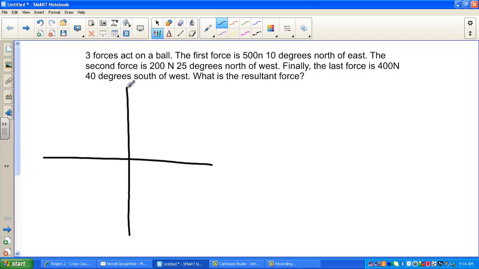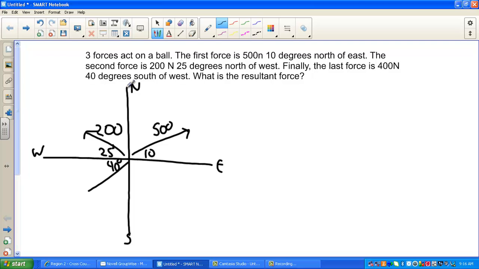And the first force is 10 degrees, 500 newtons. This is east, north, west, south. Second force, 25 degrees, north and west, 200. The third one is 40 degrees, 400 newtons. The next step I want to do is just make an X and Y grid off to the side.